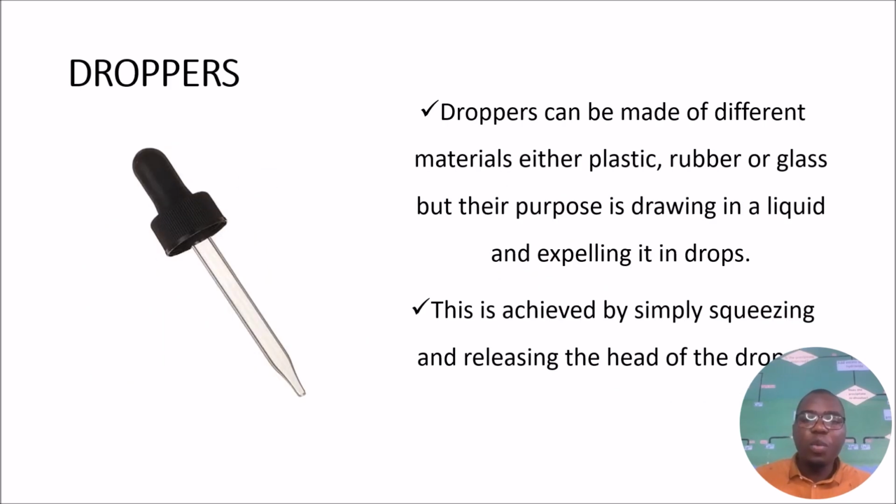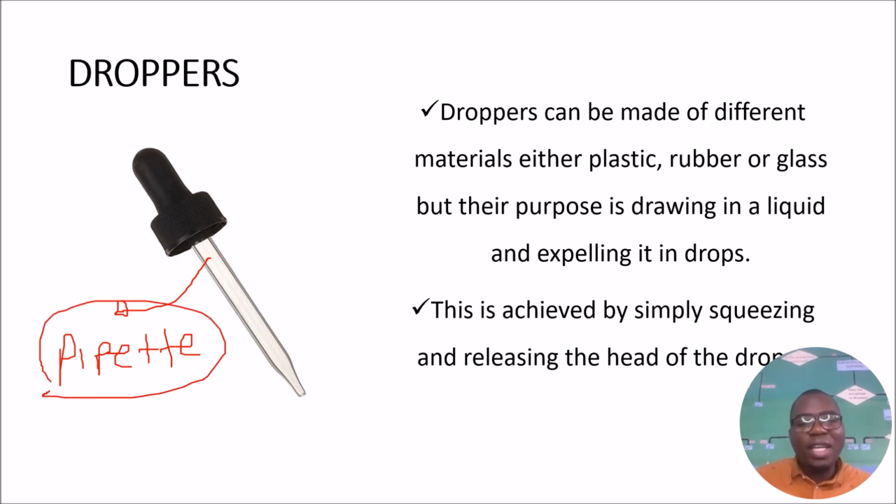We also have droppers. Droppers can be made of different materials. Just out of curiosity, a dropper can also be called a pipette when it comes to chemistry. It is also acceptable to call it a pipette. Droppers can be made of plastic, rubber, or glass, but their purpose is drawing in a liquid and expelling it in drops.